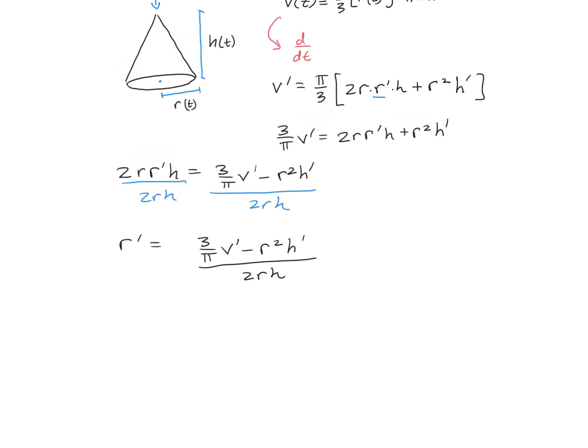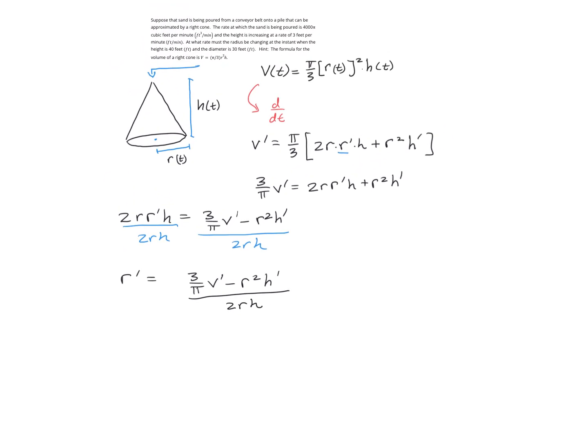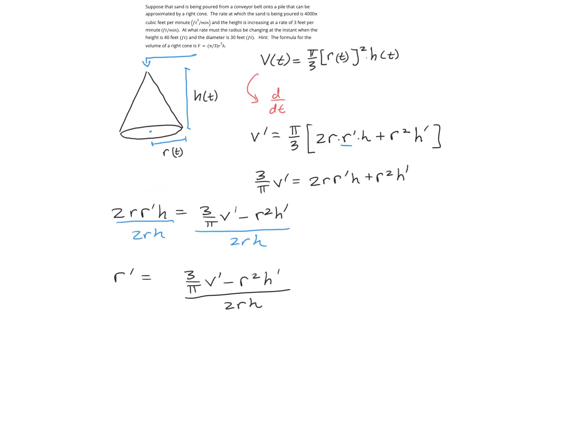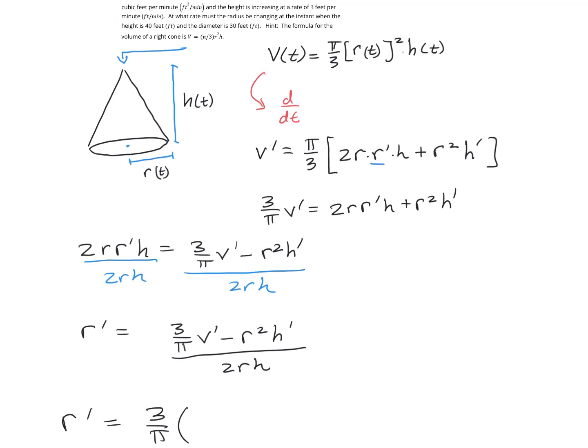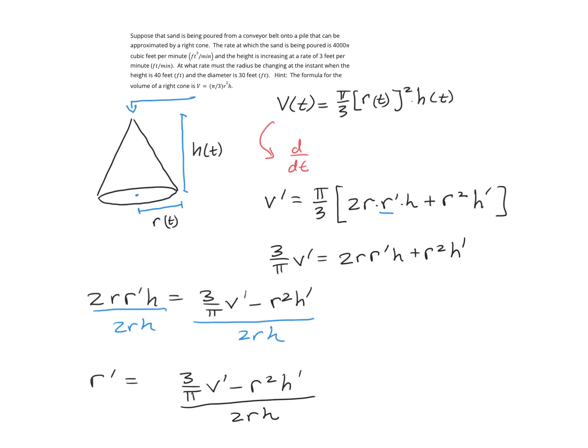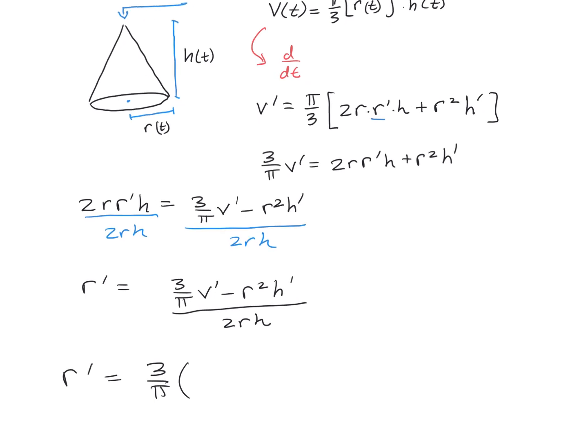The next thing to do is now extract all of these values from the original problem. So r prime will be equal to 3 over pi times the value of the rate of change of the volume. If we go back to the problem that was given to us, it's 4,000 pi cubic feet per minute. So we'll substitute that in: 4,000 pi cubic feet per minute.